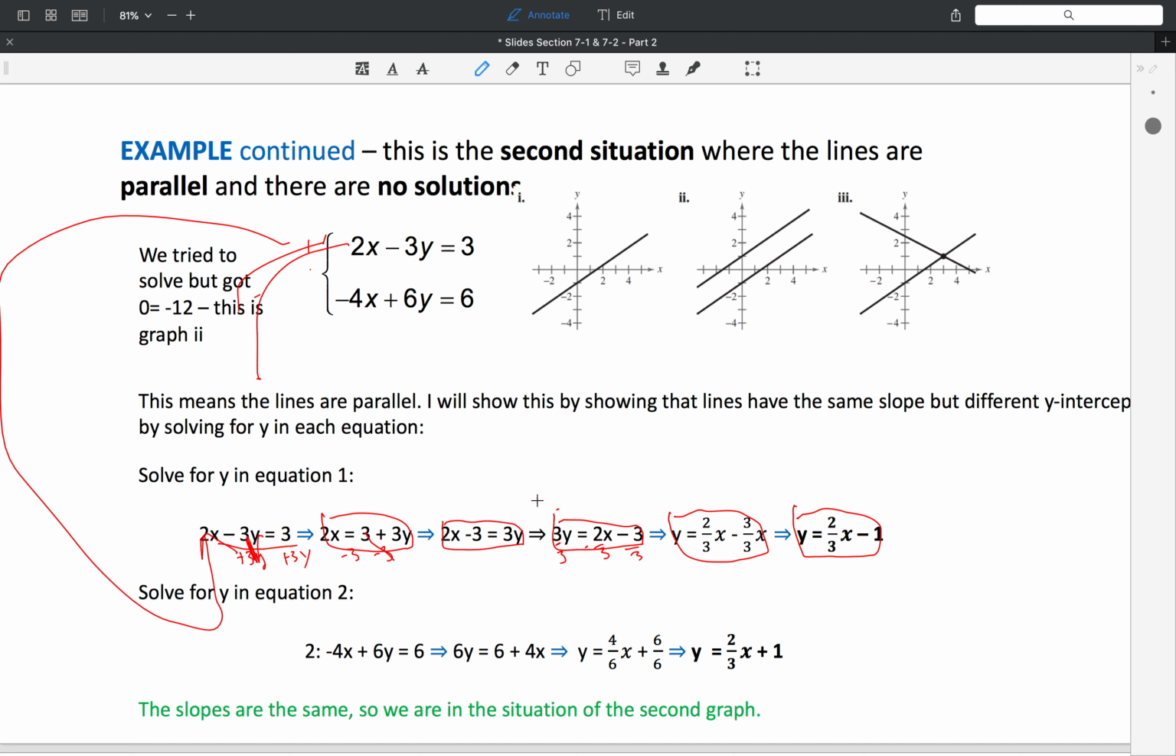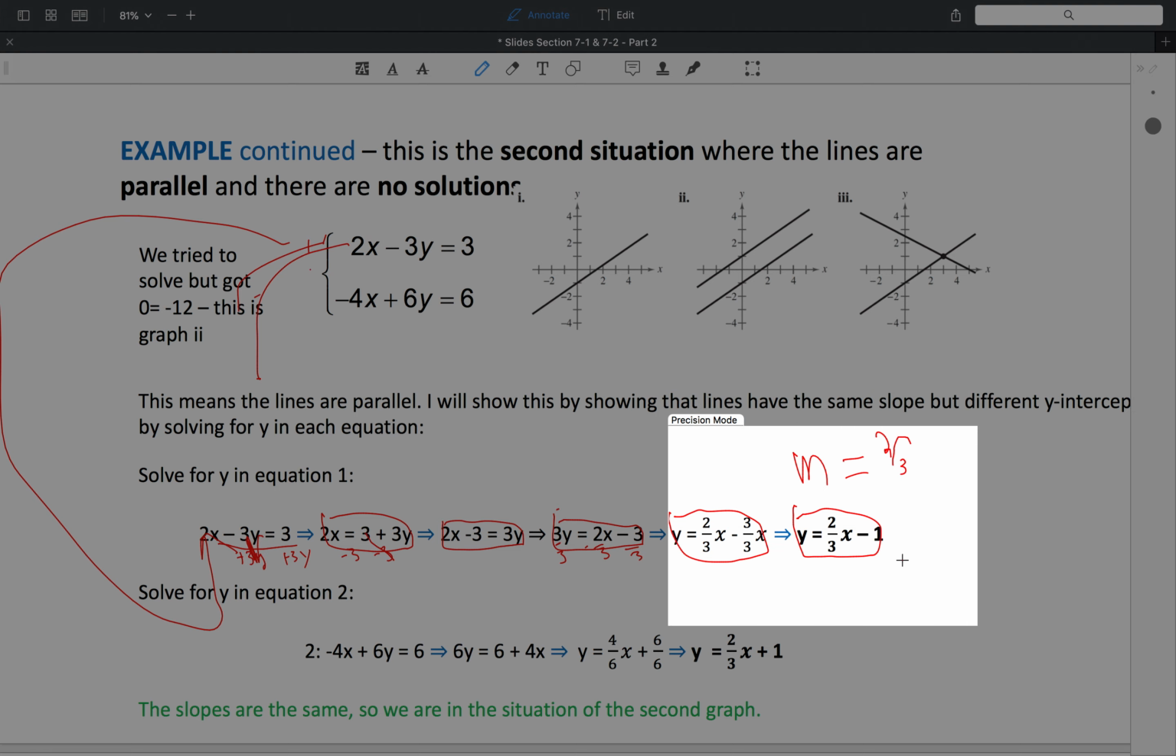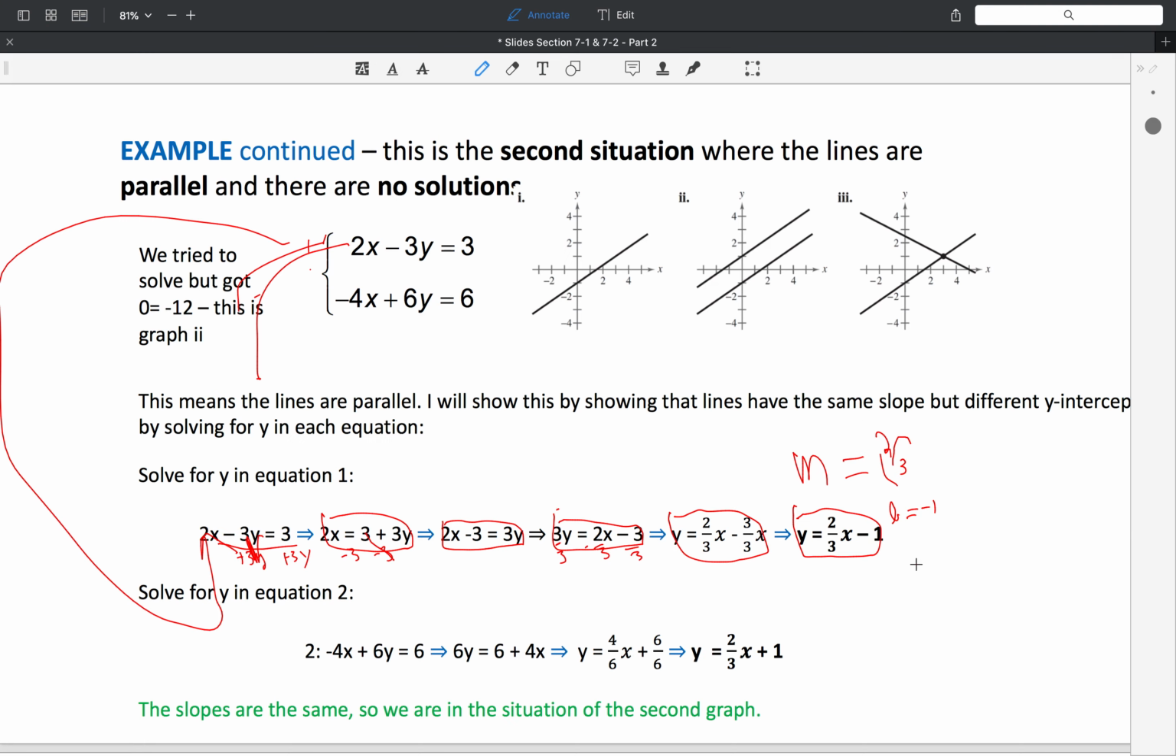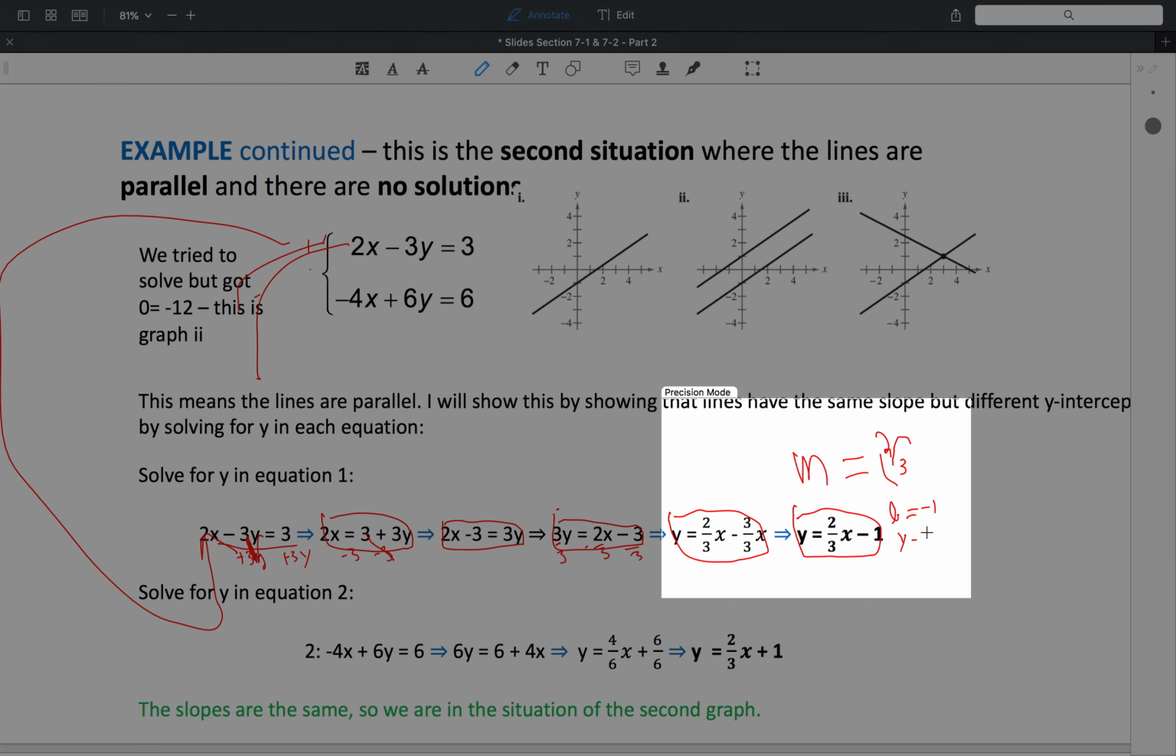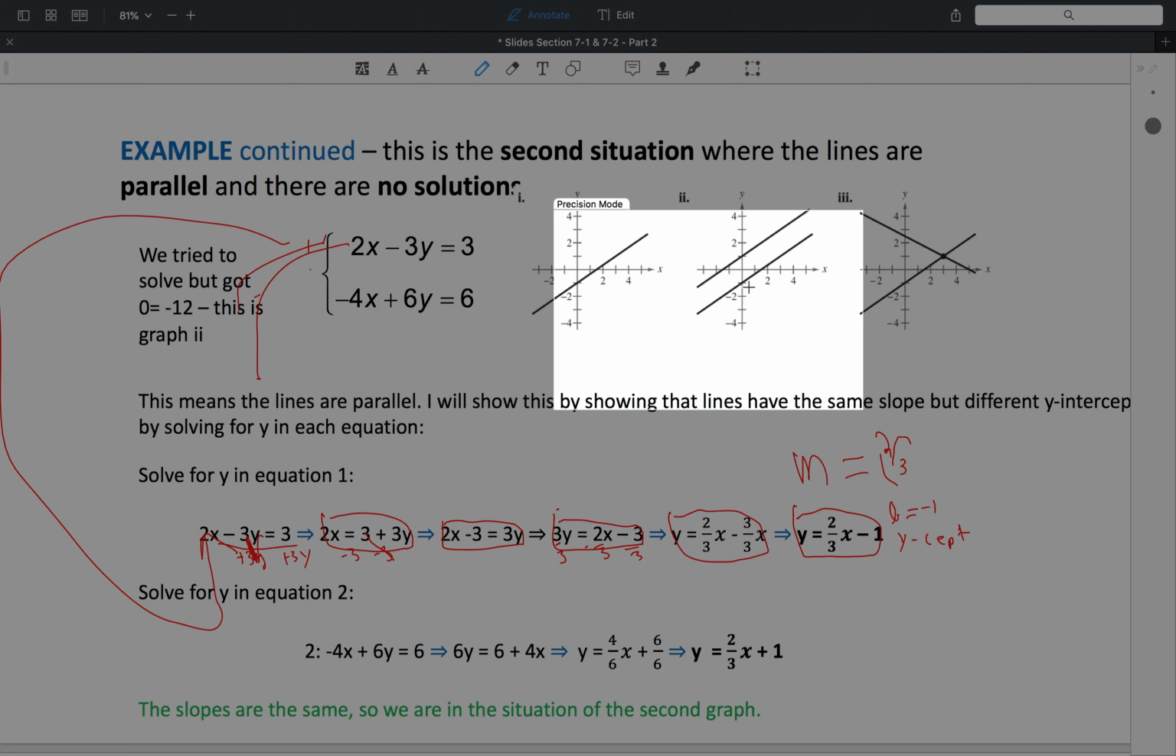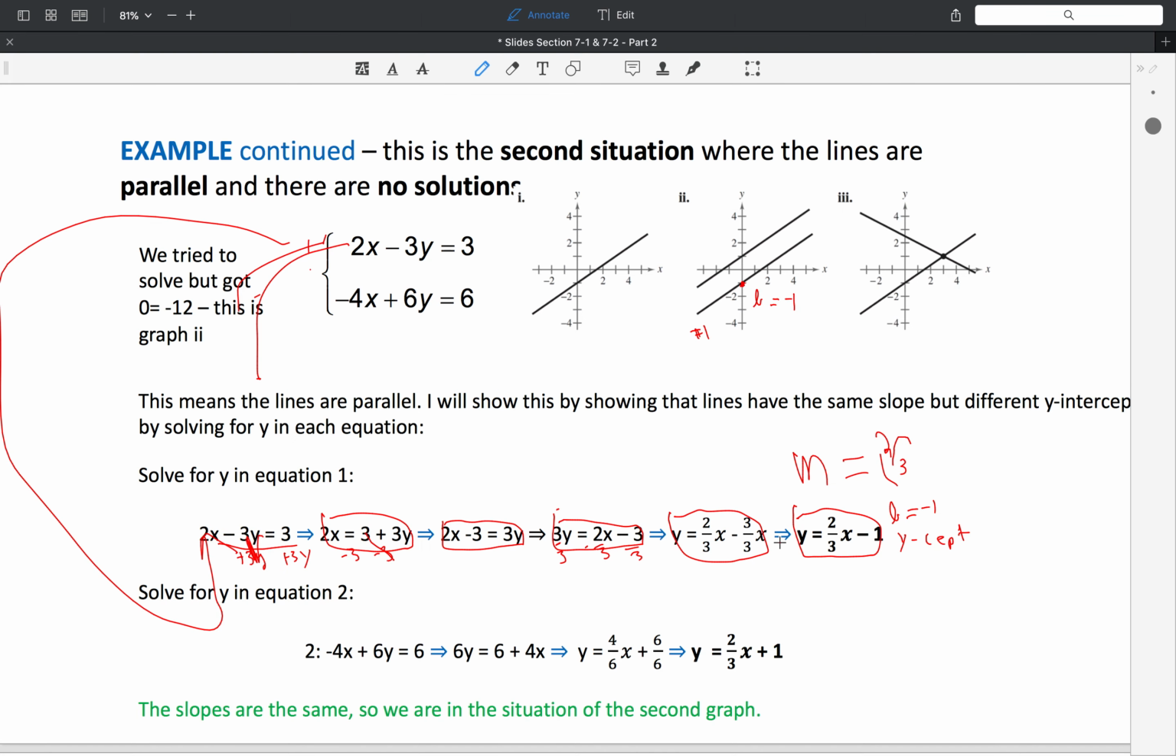Okay, so here notice that my slope is 2/3. And then b is equal to minus 1, and that's the y-intercept. And then that's going to be this point right here. So that's line number 1. And b here is minus 1. Okay. So we do the same thing here.